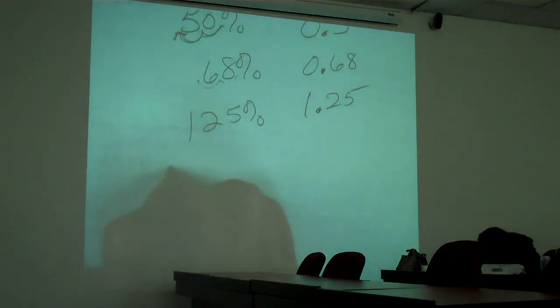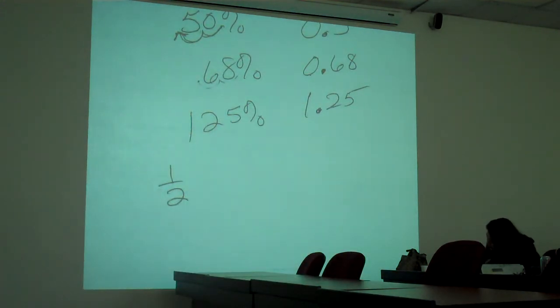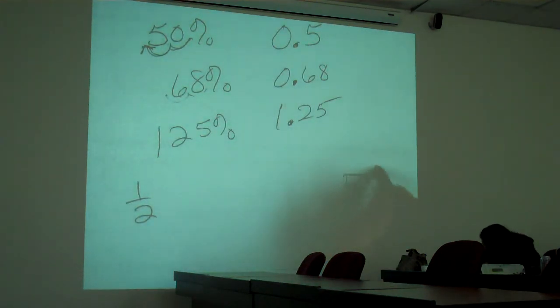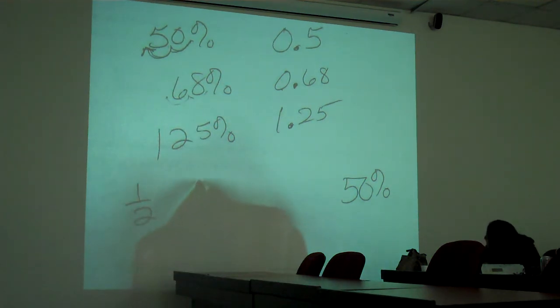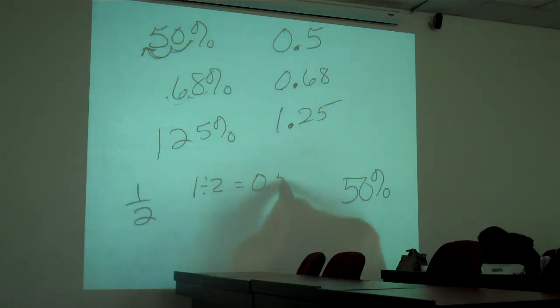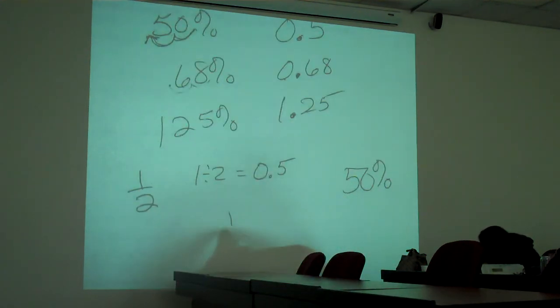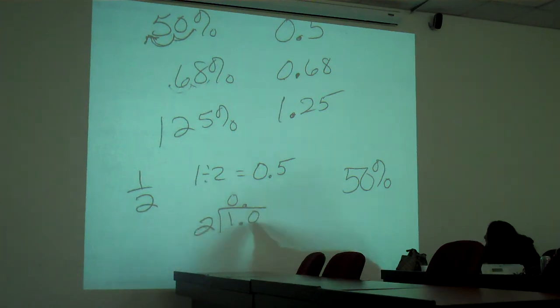If you have the fraction 1/2, you already know the percent, don't you? You know 1/2 is 50%. How do you get there though? You divide 1 by 2. 1 divided by 2, and you get the decimal, 0.5. 2 won't go into 1. Add a 0, 2 into 10 is 5. So that's how you get the decimal.